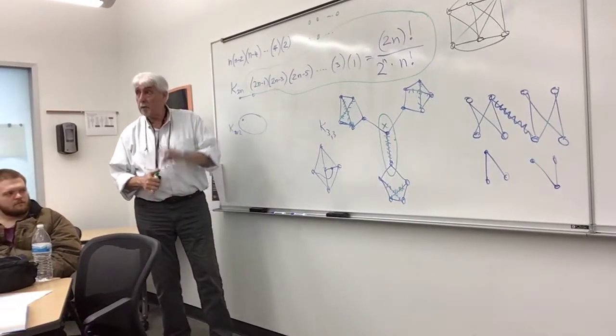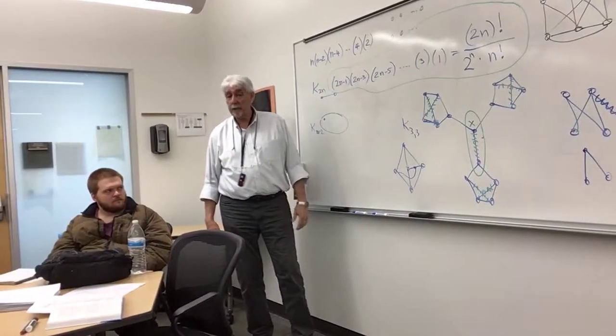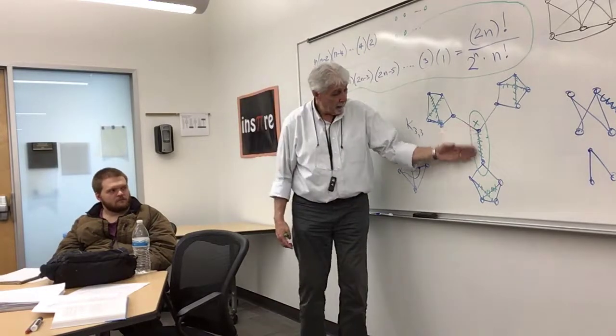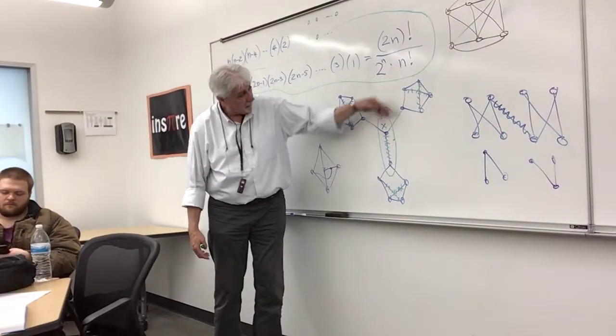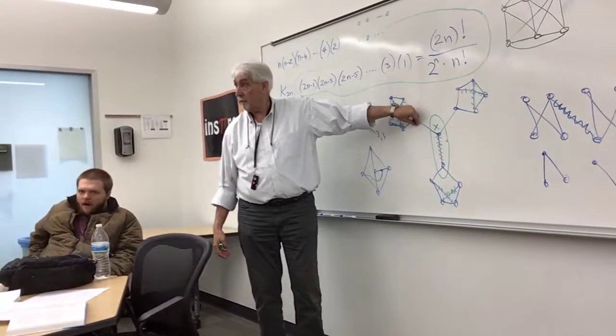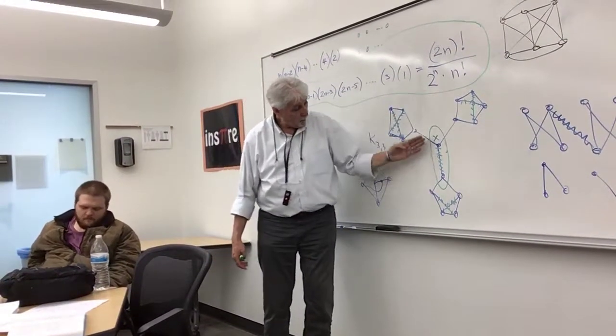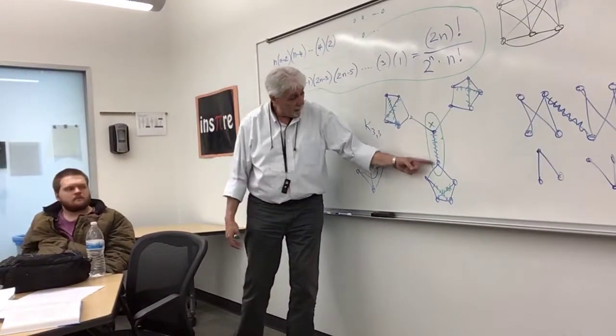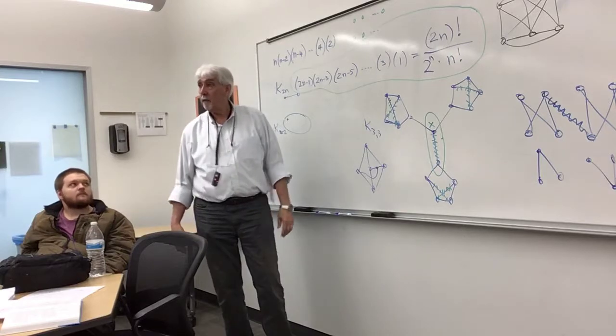One more time. If there's a perfect matching, X is matched up with something. And without loss of generality, I can assume that X is matched up with this one. It's the same if it was matched up with this one, and it's the same as matched up with this one. Is that clear? Okay. So let's imagine that X is matched up, without loss of generality, with this vertex here.